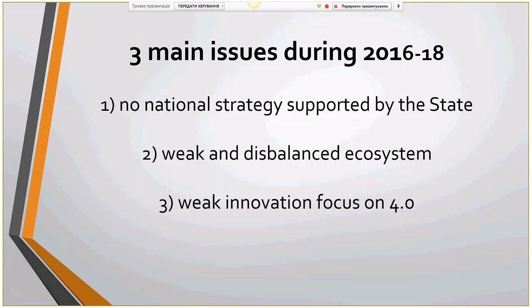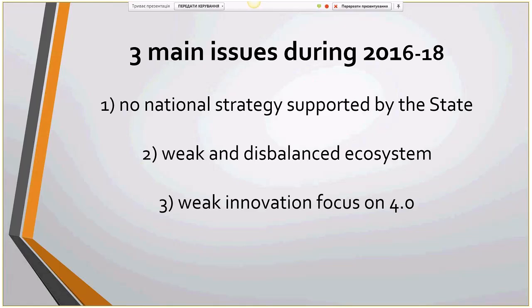So if I resume this situation on the market, we can consider three main issues. The first one, we did not have till now a national strategy. Now we have a project, but it's still not approved by the state. Then there is an unbalanced ecosystem, especially compared to the IT service sector, and weak innovation focus on 4.0. You are talking about all players on this market. So the question is how to balance.